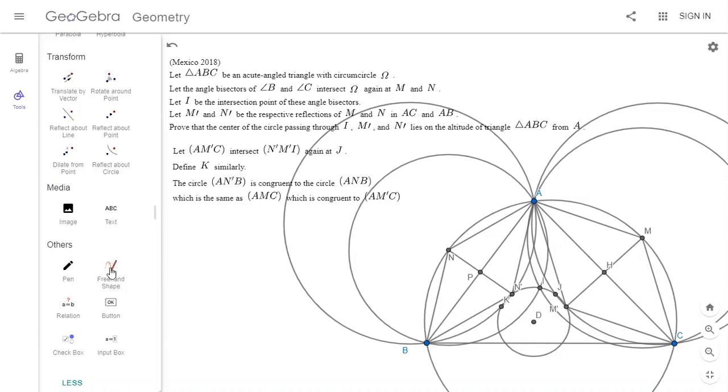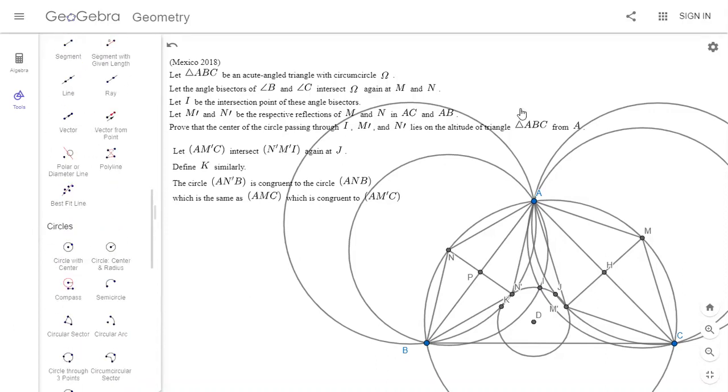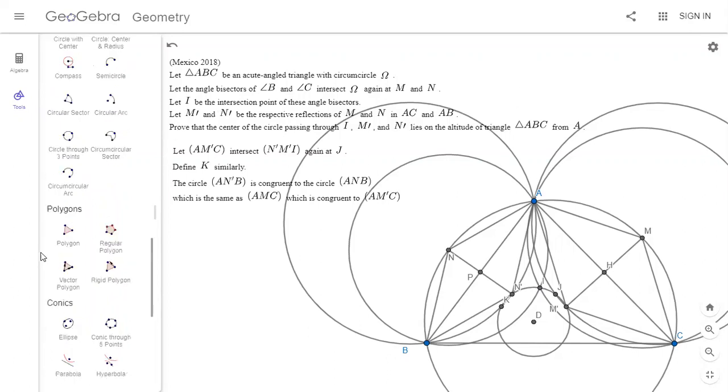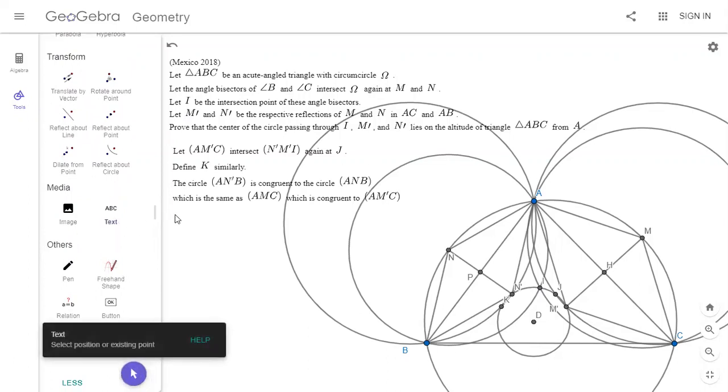Wait a sec. So is BNI similar to CMI? Let me check that. Yes, BNI and CMI are similar because angle IMC is equal to 2 times angle IAC, and that's 2 times angle BAI, and that's angle BNI.